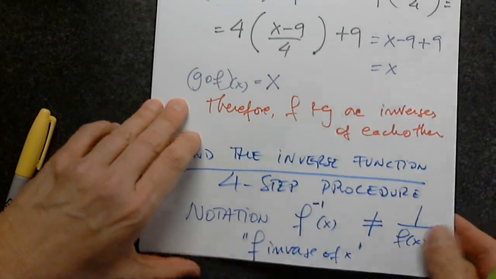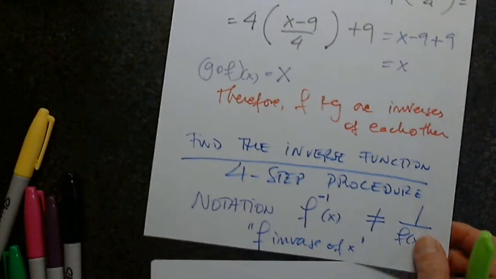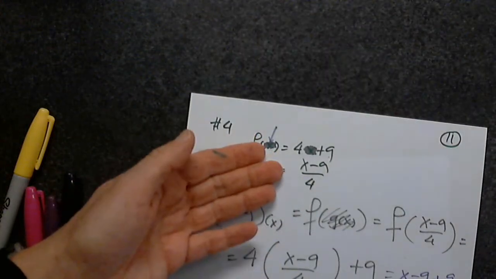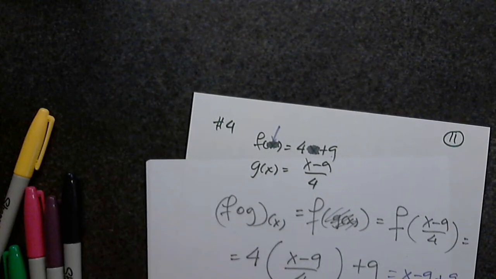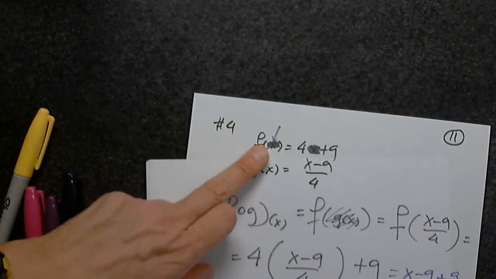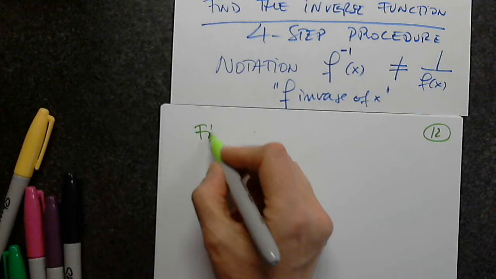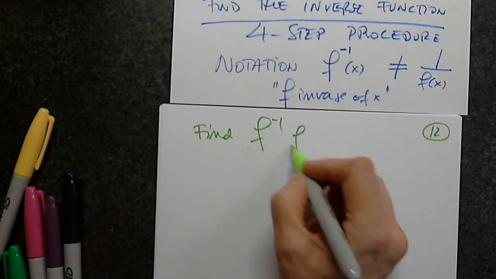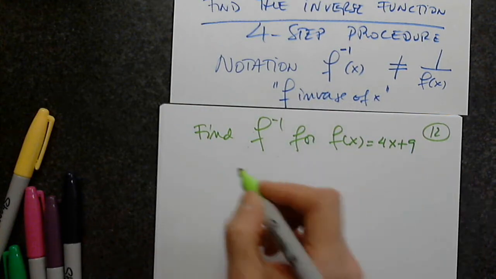So please choose a function and let's work through the 4-step procedure. Or if you don't want any of these, I would like one of these so we can verify that it's the other one. But it doesn't matter to me, we can choose another. Okay, we want to find the inverse of f of x. Excellent. So find f inverse for f of x equals 4x plus 9. Step 1.